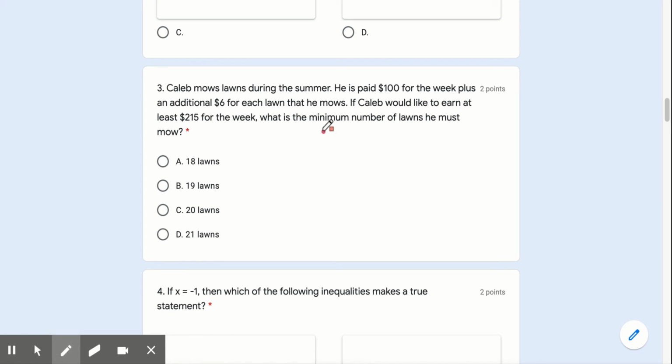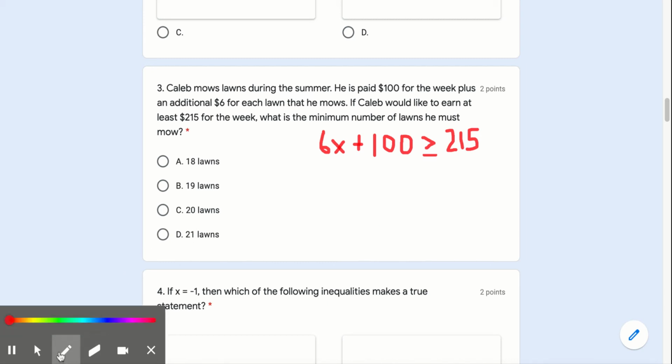So he's getting $6 per lawn. Well, we don't know how many lawns, so that's going to be X. He gets paid $100 per the week. And he wants to make at least $215. So he wants to make greater than or equal to $215. I set up the inequality for you. You need to use your paper and pencil and your calculator to figure that one out.